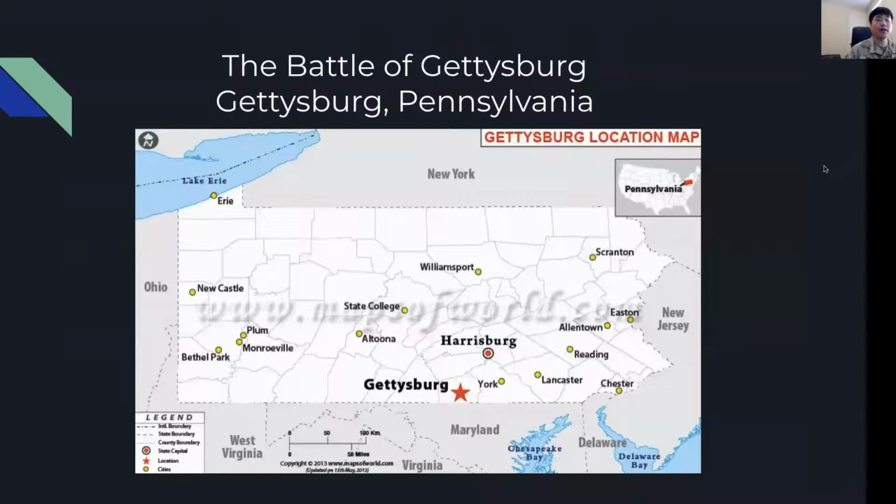So next we have the Battle of Gettysburg, which happened in Gettysburg, Pennsylvania. This battle was part of another invasion of the North that General Lee had conducted after the Battle of Antietam. So remember, after he was defeated at Antietam, he retreated back to Virginia. Well, he came back again some time later, and this time he made it as far as Gettysburg, Pennsylvania. Next slide, please.